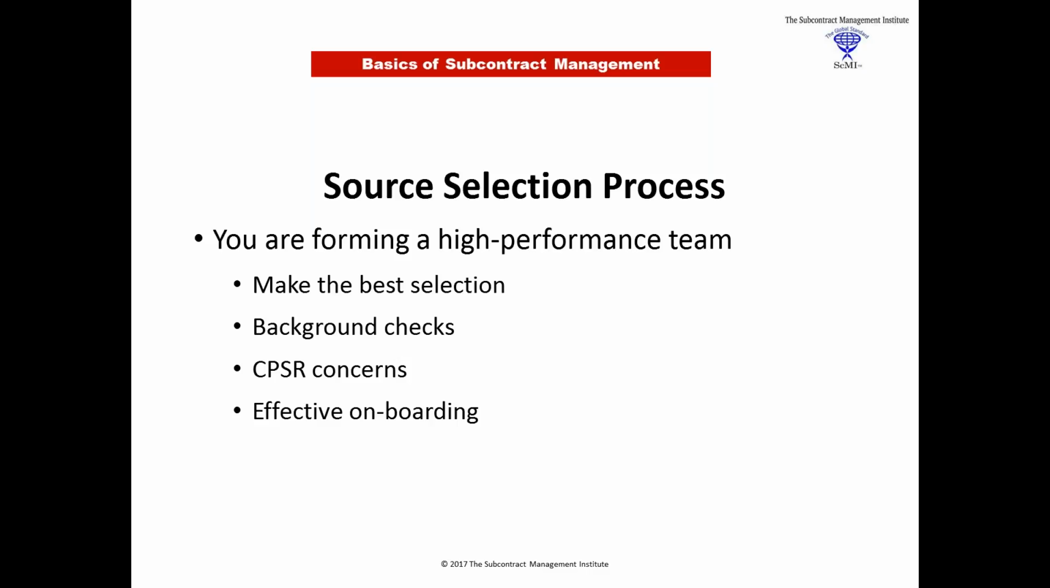Now let's talk a little bit about the source selection process. When you put your team together, your subcontracting team, you are trying to create a high-performance team, not just a bunch of lackadaisical, send me some piece parts and let's see if they all fit when we're done. You have to make the best possible selection. You have to do some level of background check. Very often this is a Dun & Bradstreet check. You check credit, you check a couple of things. In my experience, the background check done on subs is typically very cursory and often inadequate.